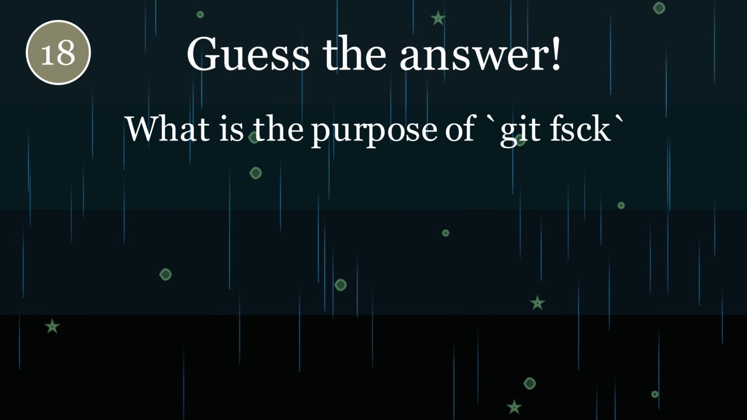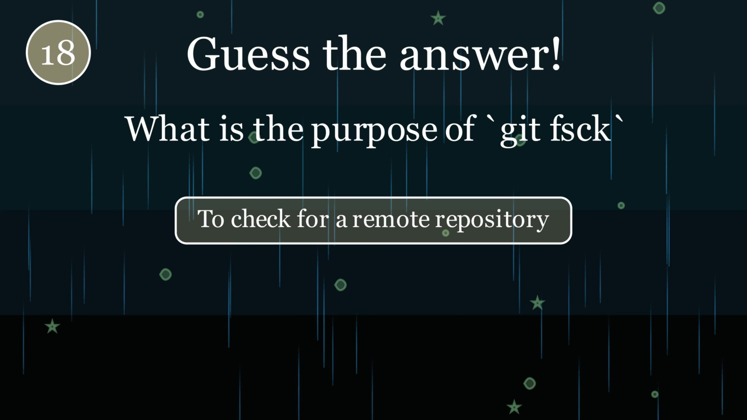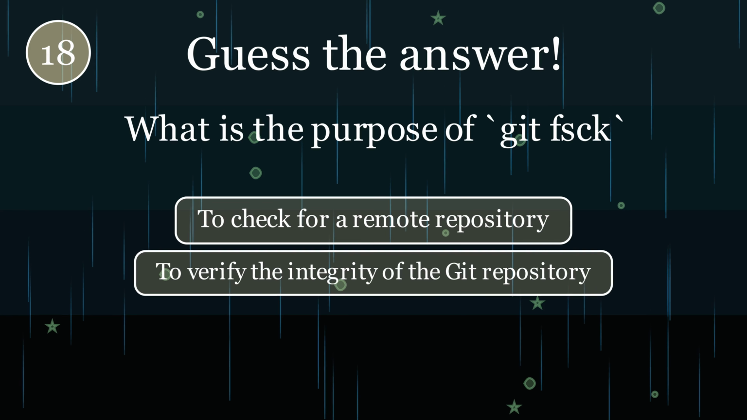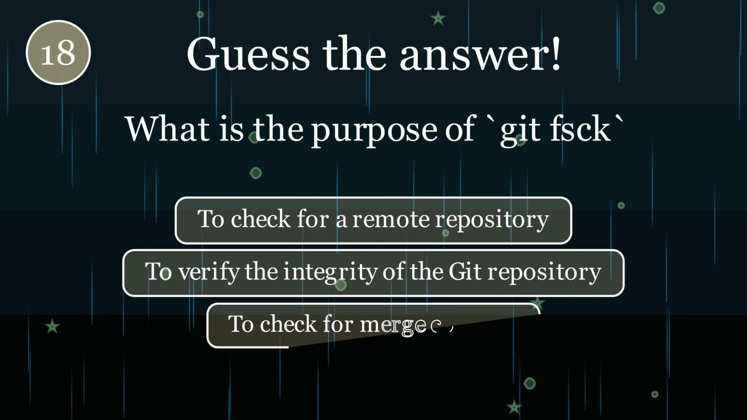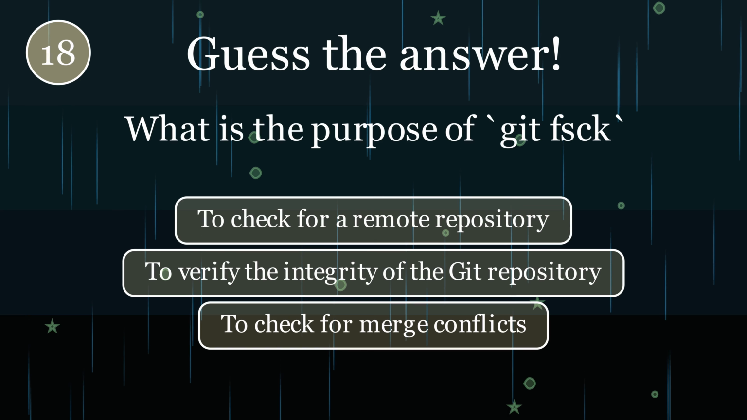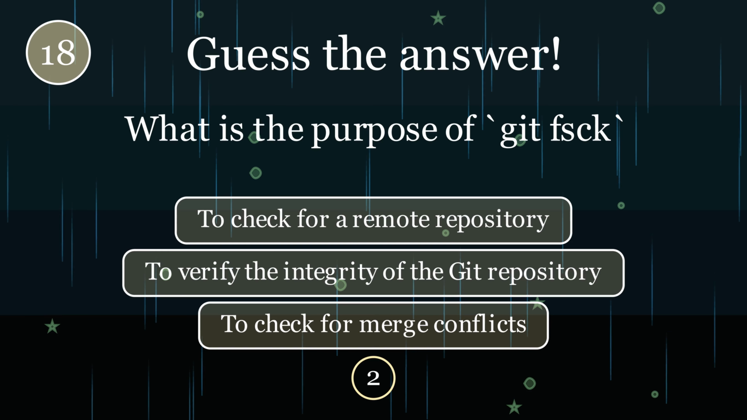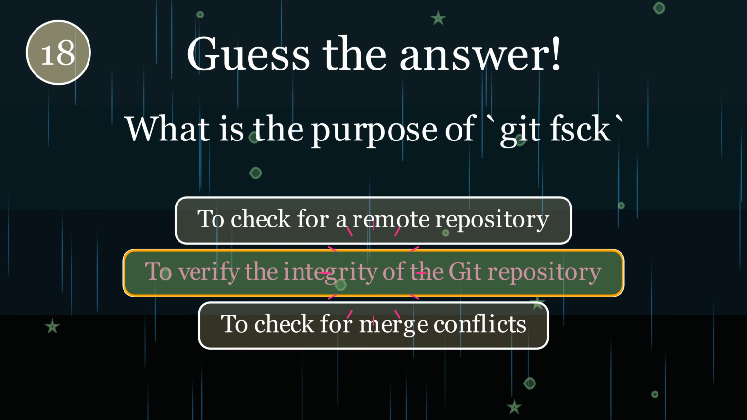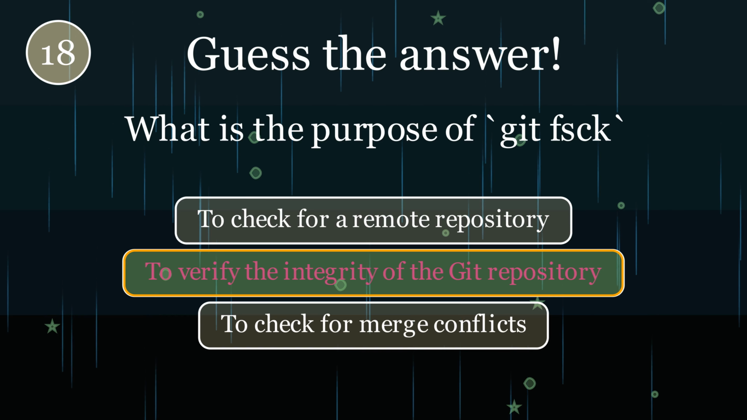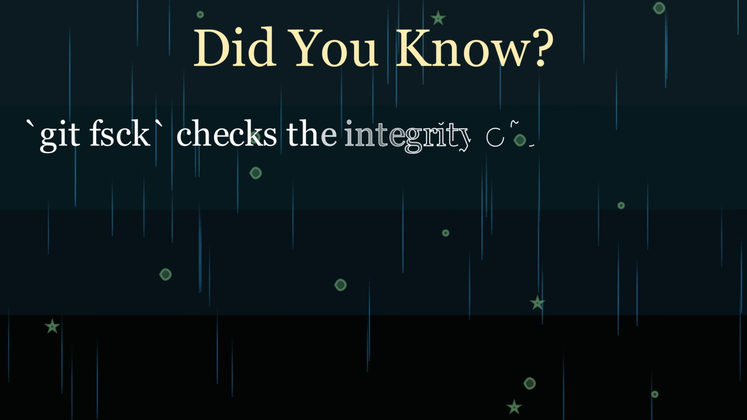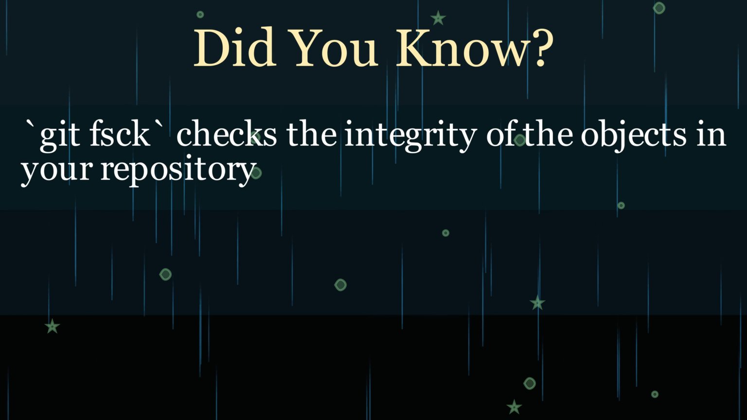What is the purpose of git fsck? To check for a remote repository. To verify the integrity of the Git repository. To check for merge conflicts. The correct answer is to verify the integrity of the Git repository. Let's learn something new. Git FSCK checks the integrity of the objects in your repository.